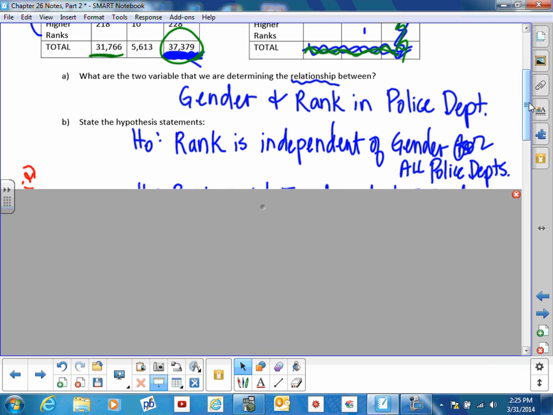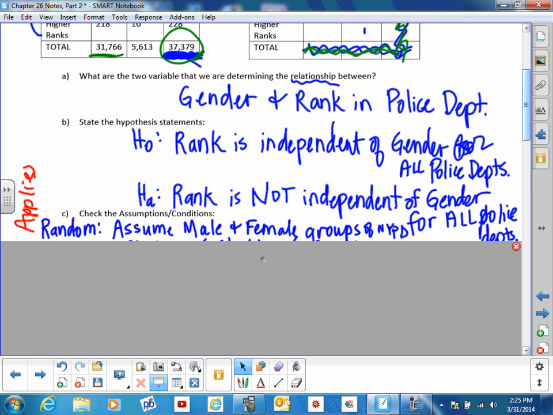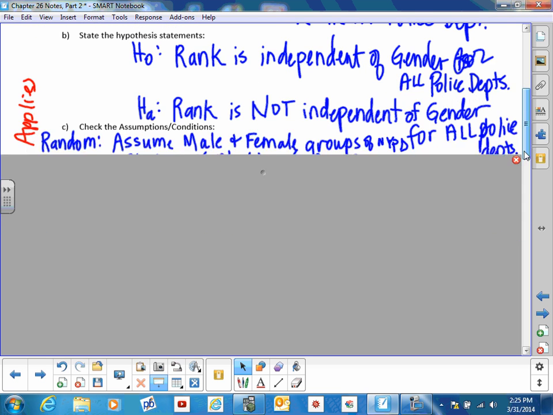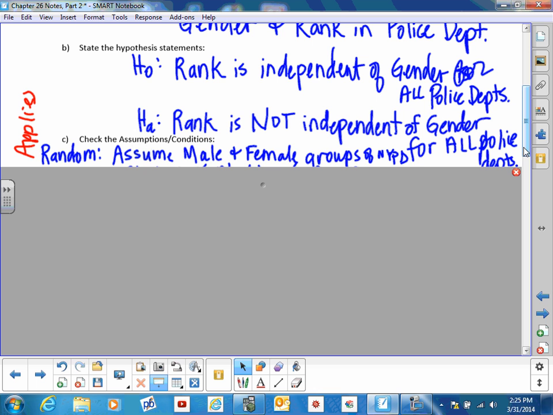Then how would that alternative hypothesis sound? Okay, that's right. Rank is not independent. If they are not independent, they are connected. Something is happening. Gender is affecting the rank, or vice versa, whichever one you deem to be the cause. So I want you to do that. Rank is not independent of gender for all police departments.